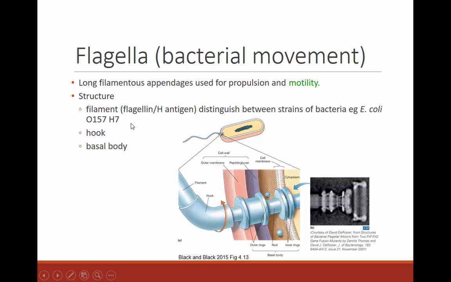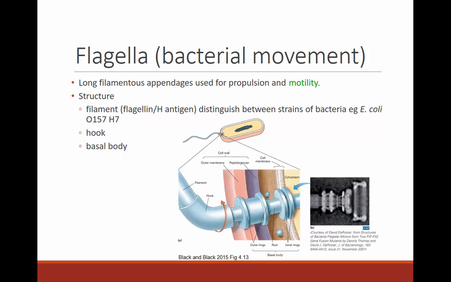And when you do a serology of a bacteria, for example, you can test for what type of antigens are on those flagella. So that's where you get the H antigen, which is the flagella antigen, whereas the O is for the body, the main cell. And so it's got a hook and a basal body. That's how a flagella works.